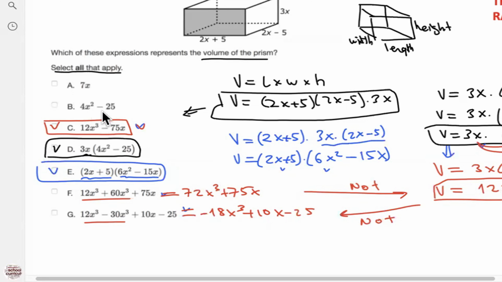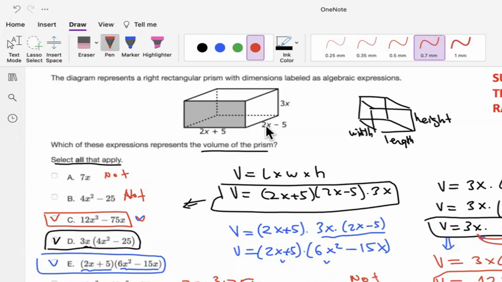But in B, there is a quadratic expression. So 4x squared minus 25 is one of the factors. But for the complete volume, we need to have 3x next to that, which is D, so D is correct, not B. If D is correct, B cannot be correct, okay? What about 7x? 7x is also not correct because it is linear. Sometimes you may wonder why they put 7x, but when I notice here 3x, 2x minus 5, and 2x plus 5, some students may add them. So they may cancel out 5 and 5, and they may get 3x, 2x, and 2x, which is 7x.